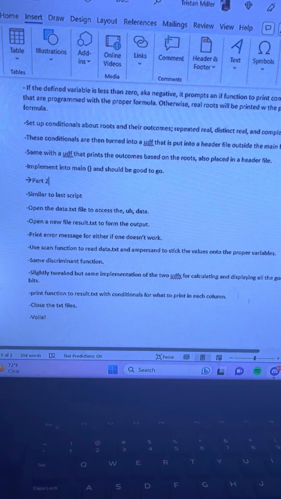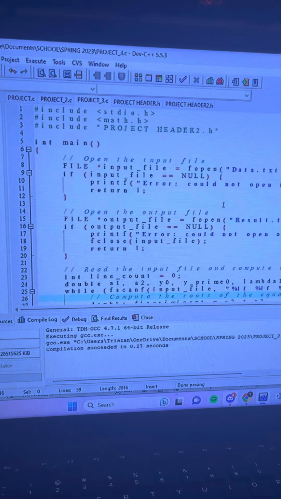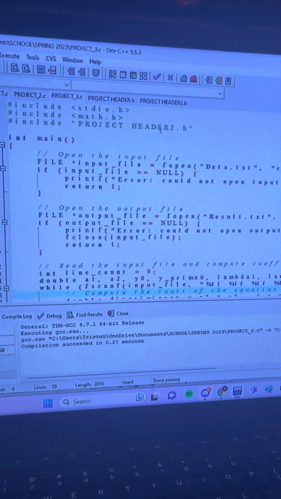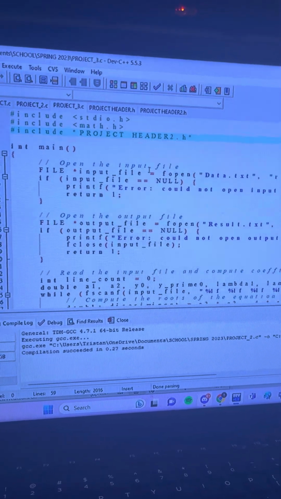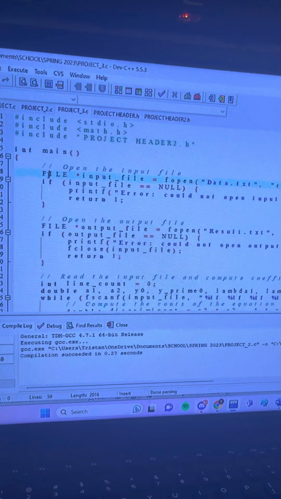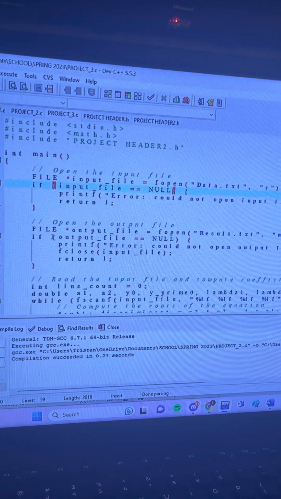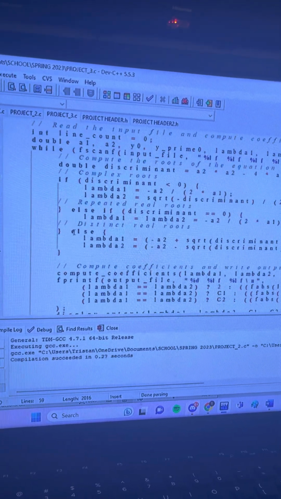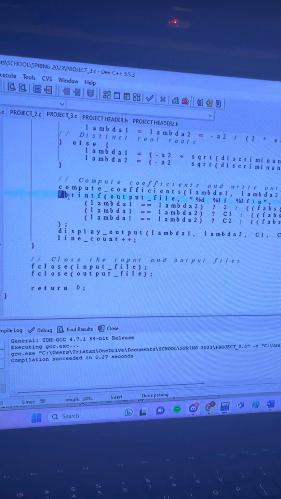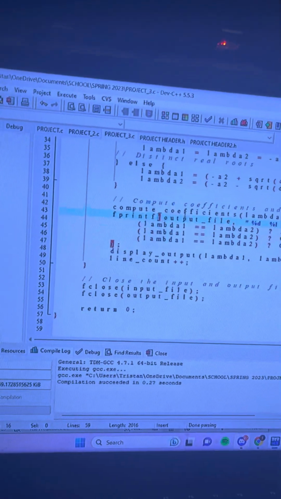So part 2, aka the data.text reader and result.text writer. The point being is that it's a very similar process. It's just a matter of using the right pointer and file related functions like fopen and fscanf and fclose and fprintf. I was like, it's not just printf. It's weird, man.